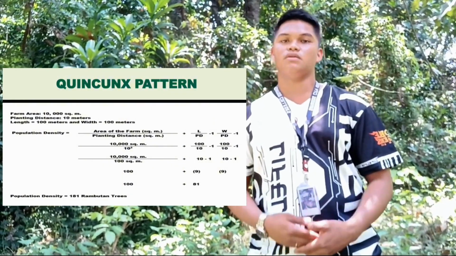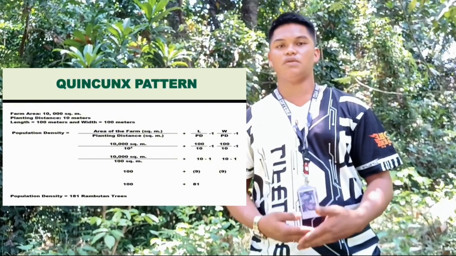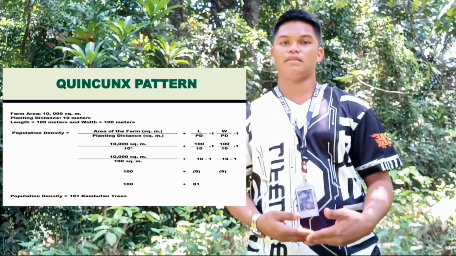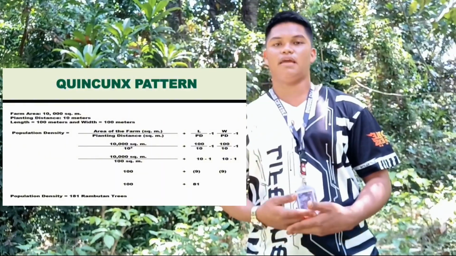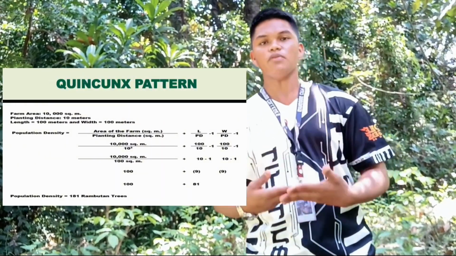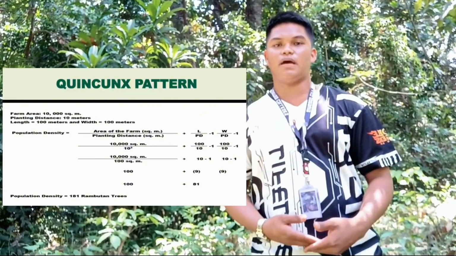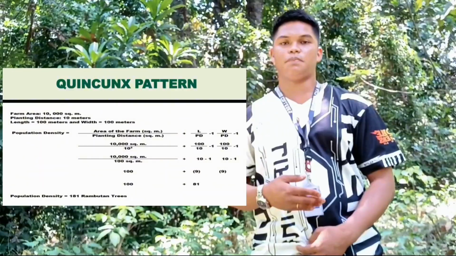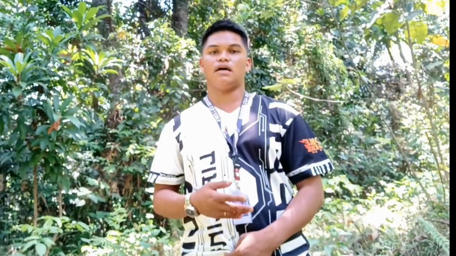For the additional center plants, we also compute the square pattern population first. Since 100 divided by 10 equals 10 for both length and width, we multiply 10 by 10, which gives 100 plants. Then we add them together. 100 square pattern plants plus 81 center plants equals 181 rambutan trees per hectare. This shows that the quincunx pattern increased plant population by adding extra plants in the center space, making better use of the land compared to the square pattern.